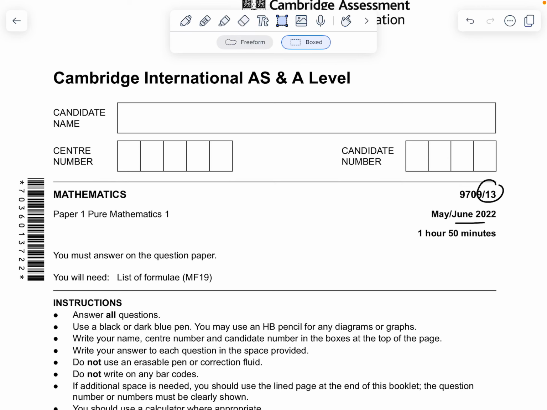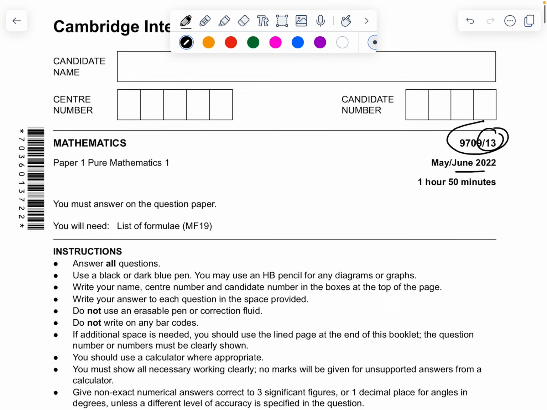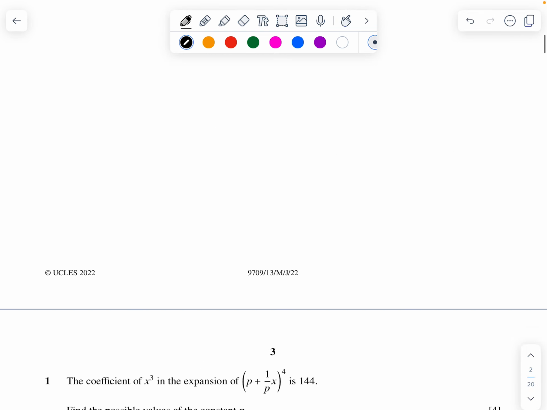Welcome. This is Cambridge A-Level, May-June 2022, 9709, paper 13, Pure Mathematics 1. So let's start solving the first question.